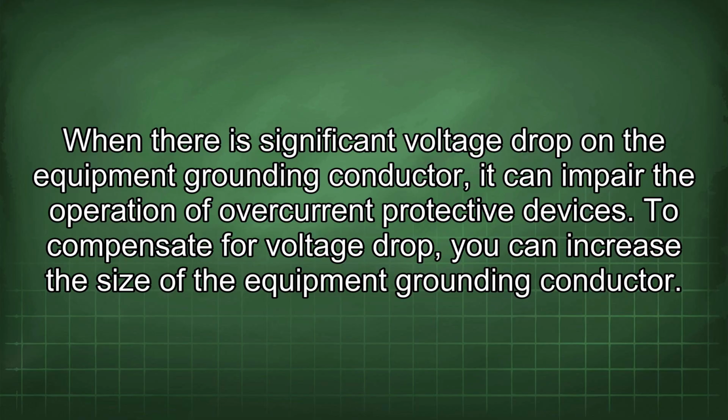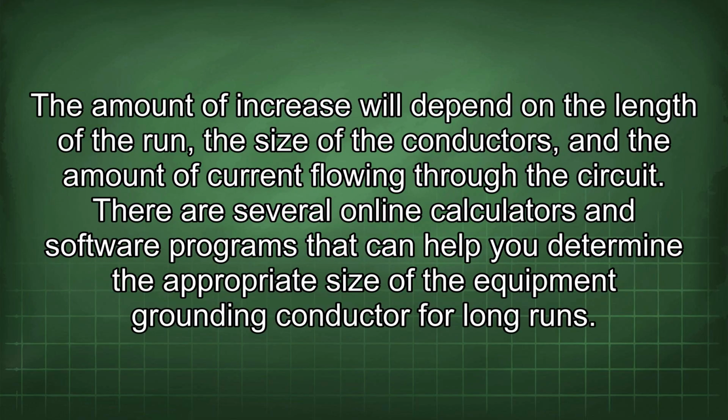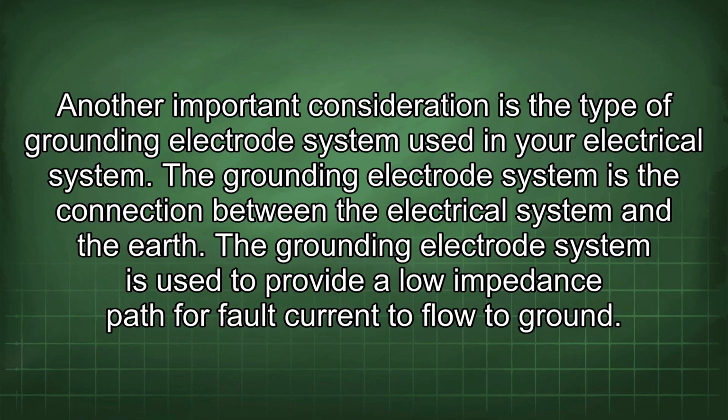To compensate for voltage drop, you can increase the size of the equipment grounding conductor. The amount of increase will depend on the length of the run, the size of the conductors, and the amount of current flowing through the circuit. There are several online calculators and software programs that can help you determine the appropriate size of the equipment grounding conductor for long runs. Another important consideration is the type of grounding electrode system used in your electrical system.